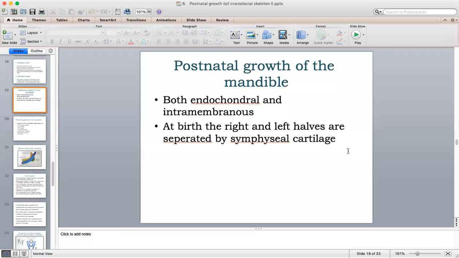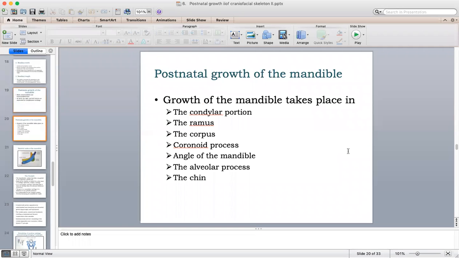Now, although the mandible is a single bone, at birth the two halves of the mandible are separated by symphyseal cartilage, which is present in the region of the chin. So, the right and the left parts of the mandible are joined in the center by some cartilage, which is called the symphyseal cartilage.